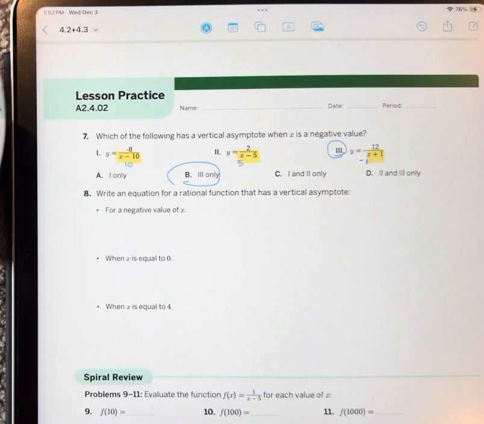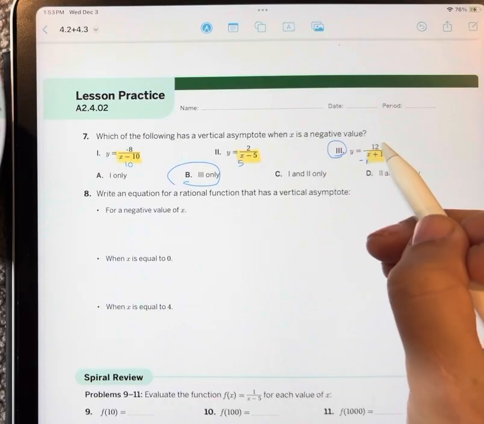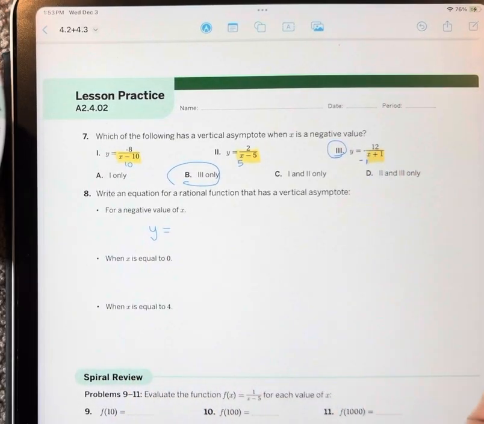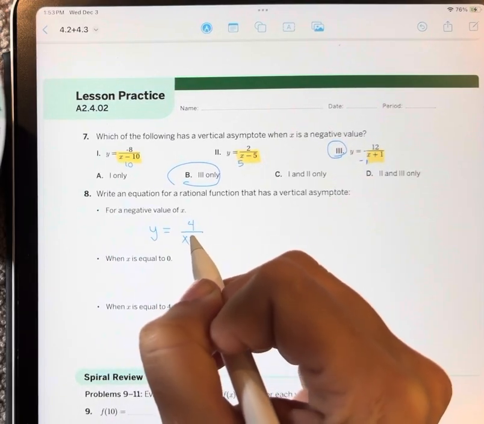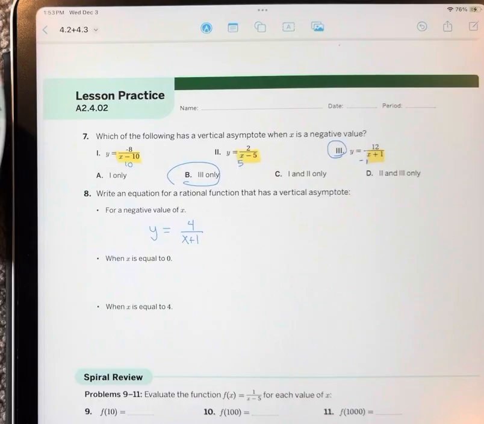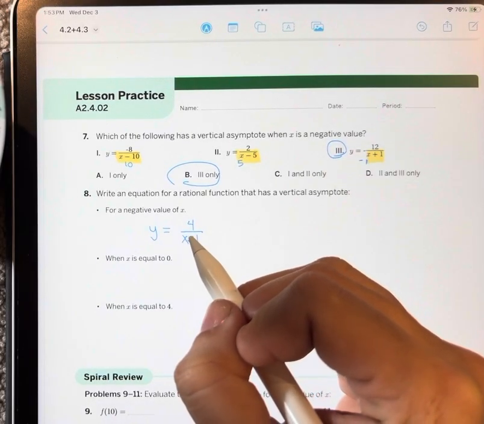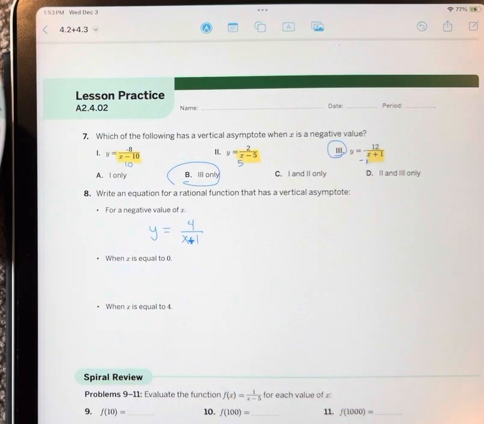Okay, let's write an equation for a rational function that has a vertical asymptote for a negative value of x. We just saw one, so you could write that same one, though that might be a little bit cheating. So why don't we write it just a little different? Because the numerator doesn't matter. You can put any number there as long as this is a plus. Then it will cause x to have to be negative to turn it into 0.